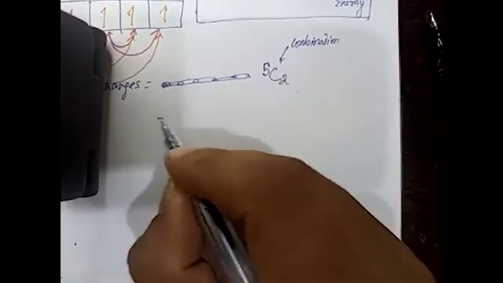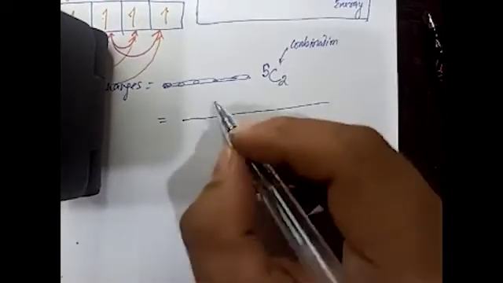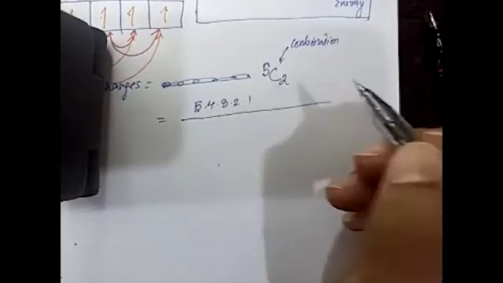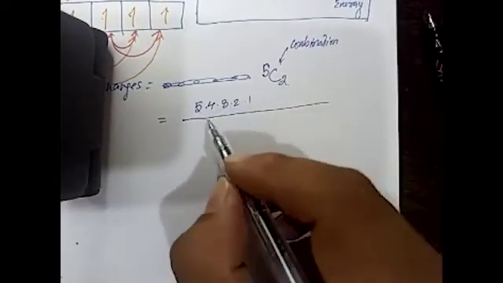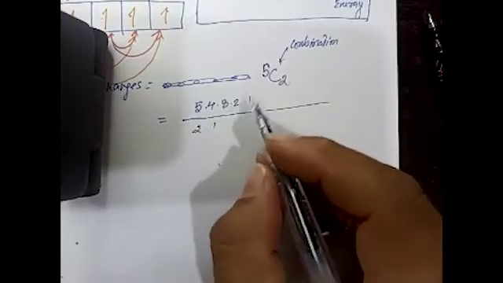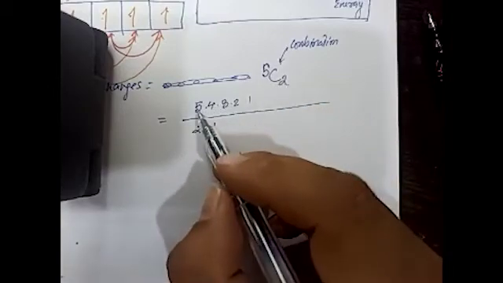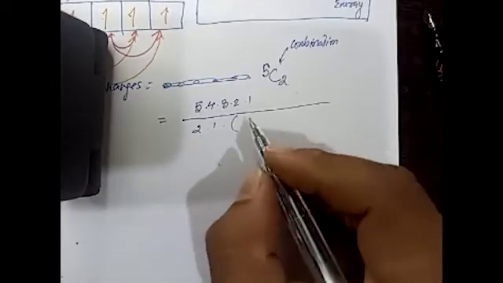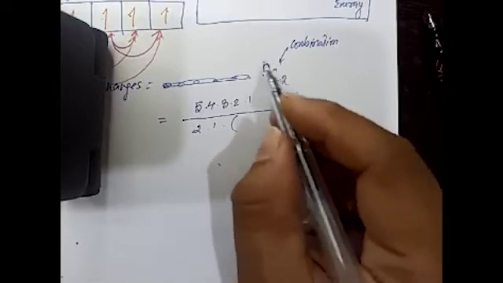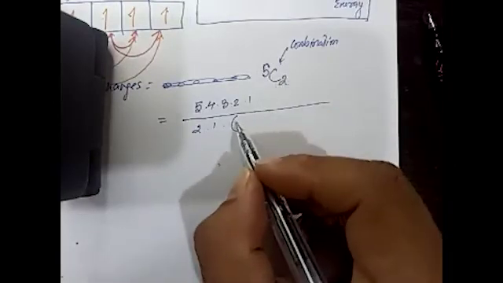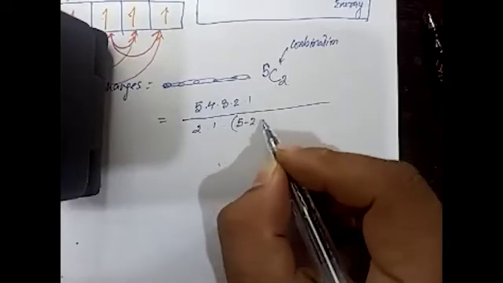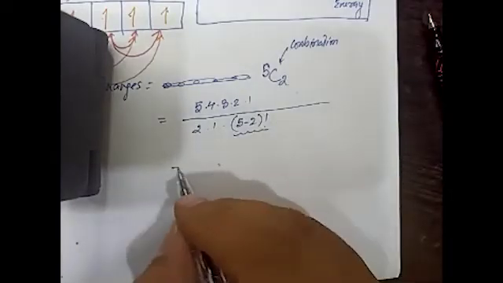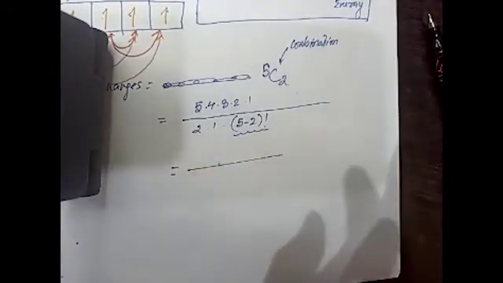So how do we write that? It is 5 into 4 into 3 into 2 into 1 in the numerator. Below, it will be 2 multiplied by 1, and then another factor, 5 minus 2 factorial. 5 minus 2 factorial means 3 factorial, which means multiplying 3 with the numbers below it.